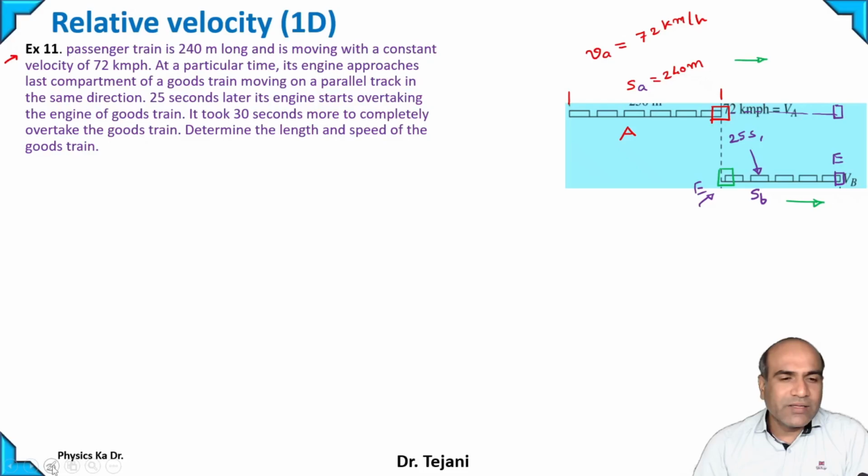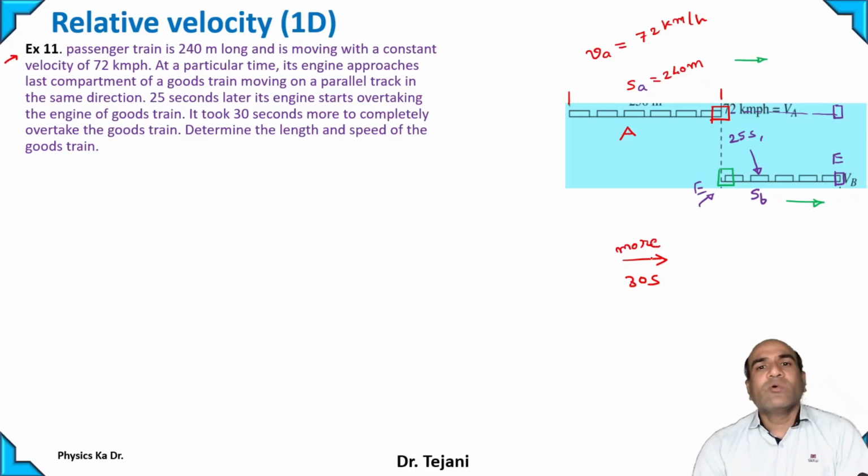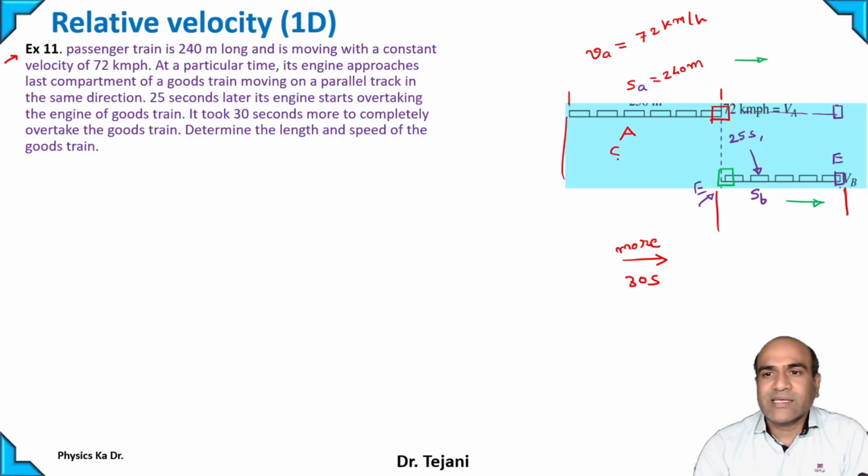Then it took 30 seconds more. That means the train is again continuously taking 30 more seconds to complete the overtake. See, the train already traveled SB. Now the train has to travel the remaining distance, which is SA. We know that the total travel is always equal to SA plus SB. Right, from the end to the engine of train B, the train initially travels in the 25 seconds, and the remaining SA distance it takes 30 seconds, right?